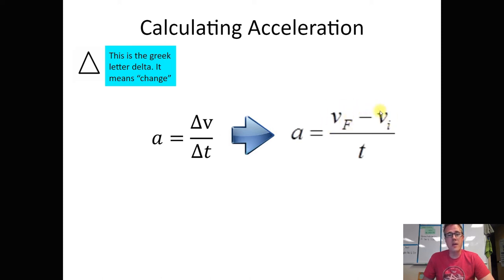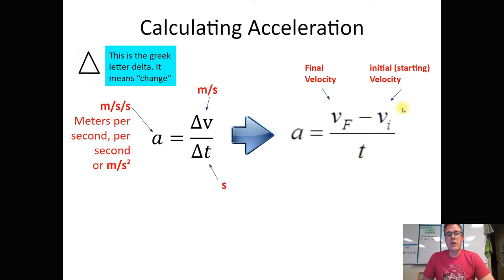Like the question might be giving you everything except for one and be like, how fast was this car going at the beginning of the story or at the end? And it'll tell you all the other stuff. So this equation is just a blown out version of this one, and it can be more useful. So on your paper, let's label a few things. We've got final velocity and initial or starting velocity.